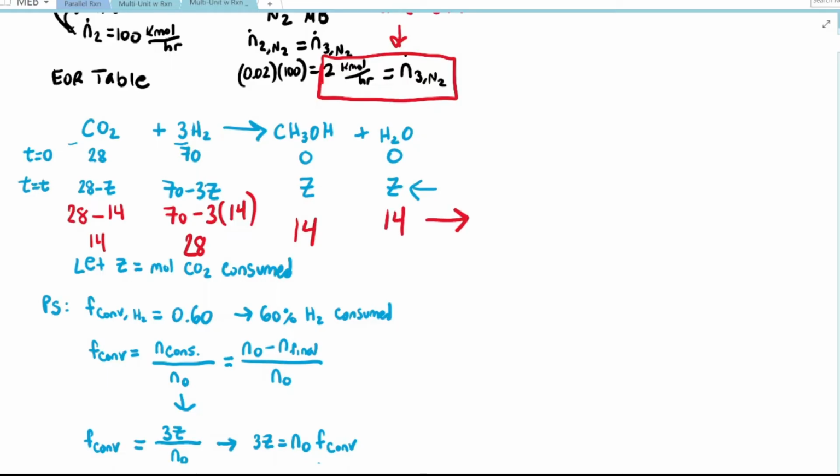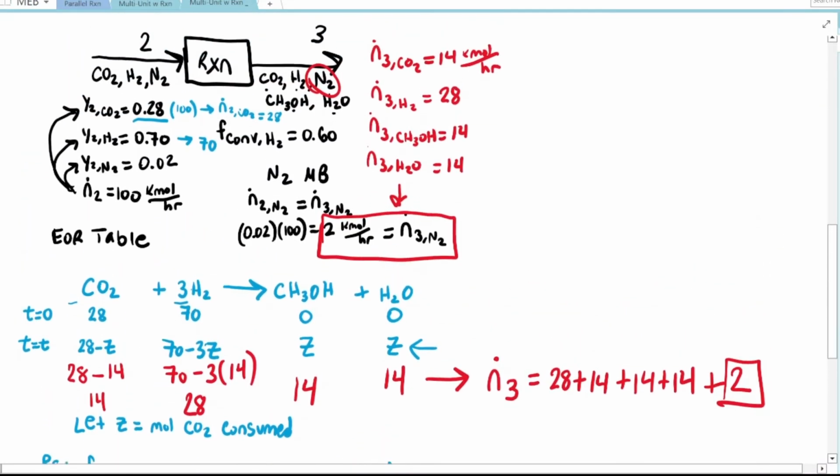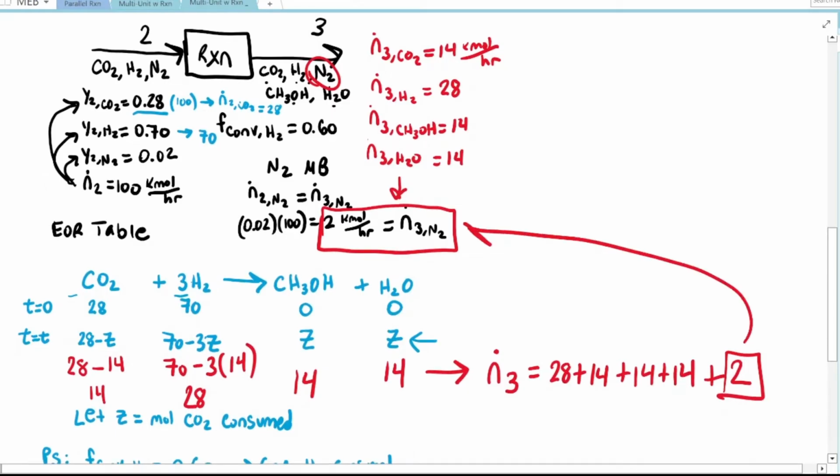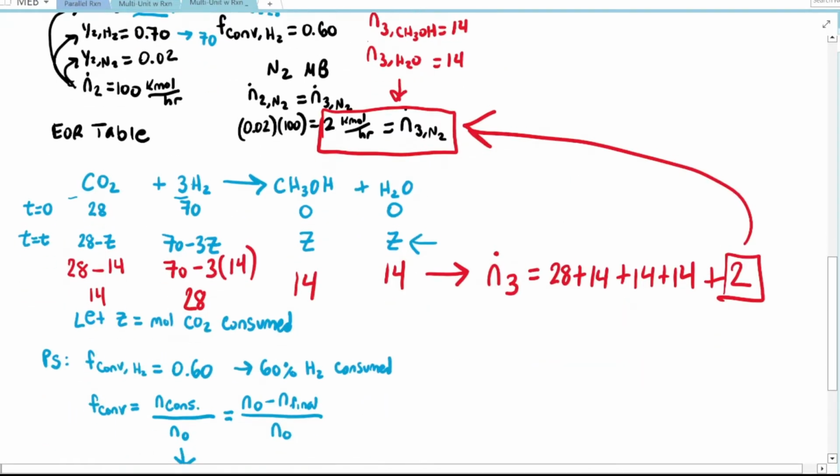And now, if you sum all that up, we're going to get that N3 is equal to 28 plus 14 plus 14 plus 14 plus 2. And where did that 2 come from? As a quick reminder from earlier, we figured out that 2 is the nitrogen. And therefore, stream 3 is going to be 72 kilomoles per hour.